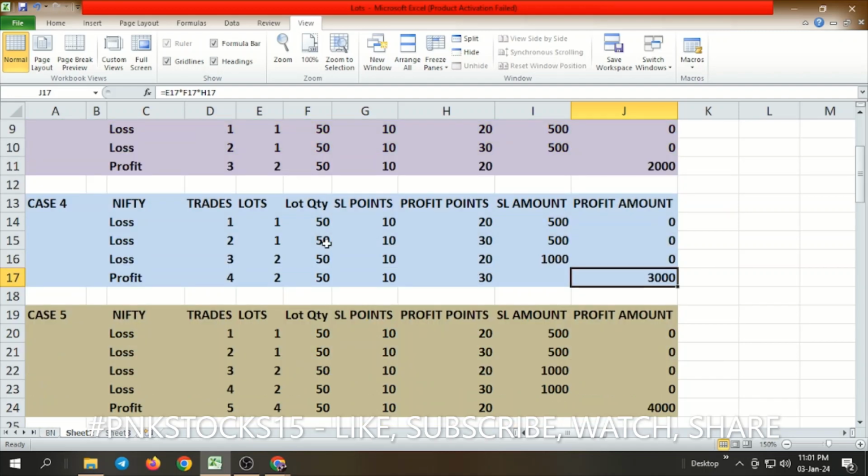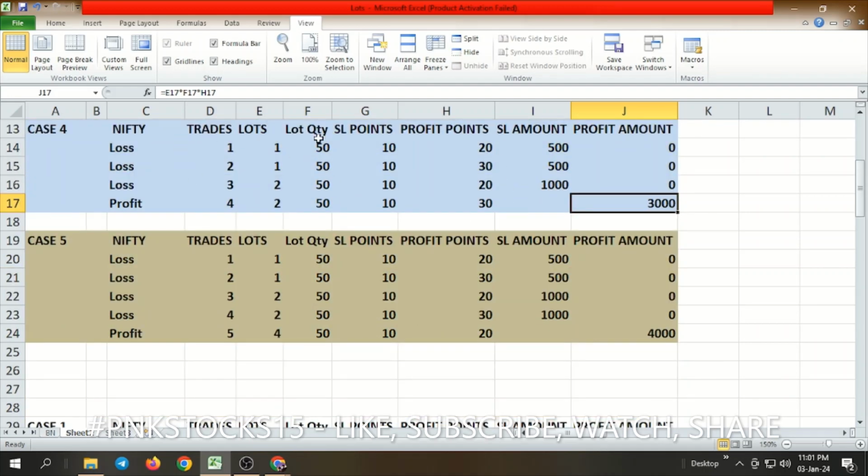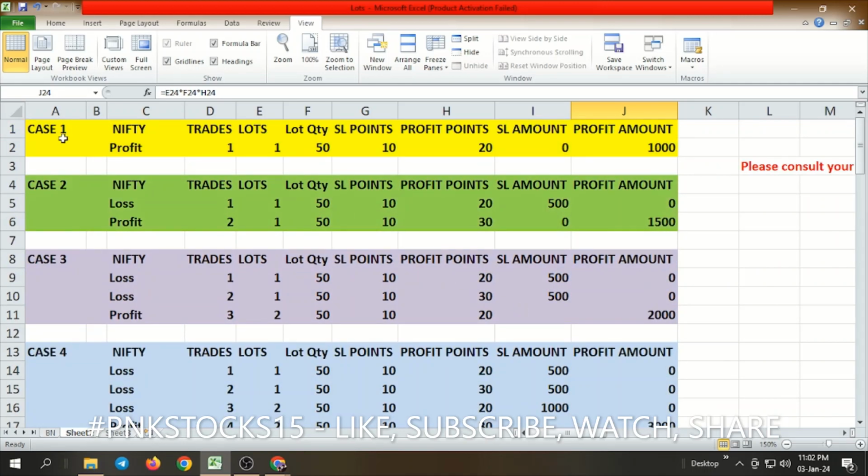What if you lost the first trade, second trade, third trade, even four trades? You lost four trades, that is 3000 rupees. On the fifth trade, if you are successful, then you will be getting 4000 rupees. You are working with four lots, again for only 20 points, 4000 rupees. That means you lost 3000 rupees, and with the fifth one, you earned 4000, that means 1000 rupees is your profit. After the fifth case, you will be going back and working with only one lot. Whenever you are successful, you are going back and working with only the one lot, getting 1000 rupees.